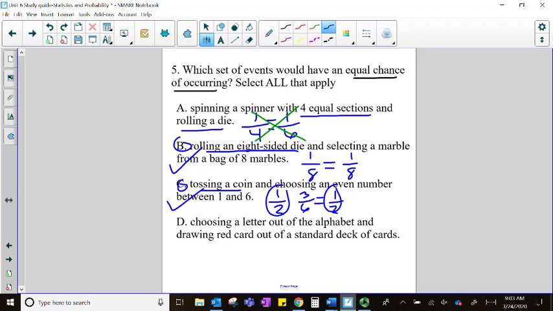Choosing a letter out of the alphabet, that is a 1 in 26 chance. And drawing a red card out of a standard deck of cards, that is a 26 out of 52 chance, which is a 1/2 chance. 1 over 26 and 1/2 do not equal. So that cannot be an equal chance of occurring. So your only two right here are B and C.